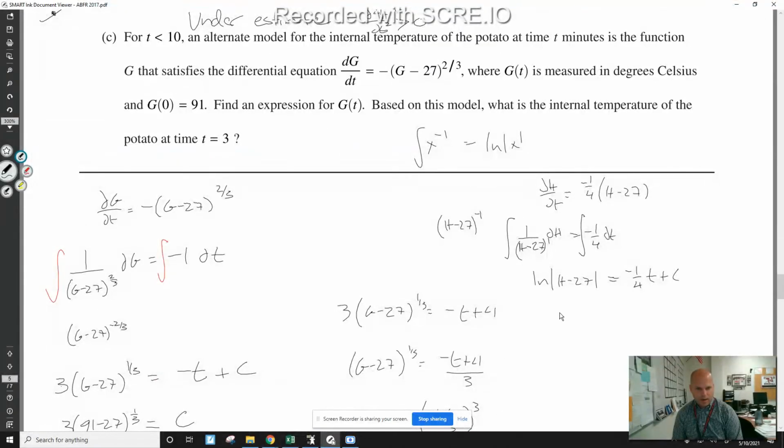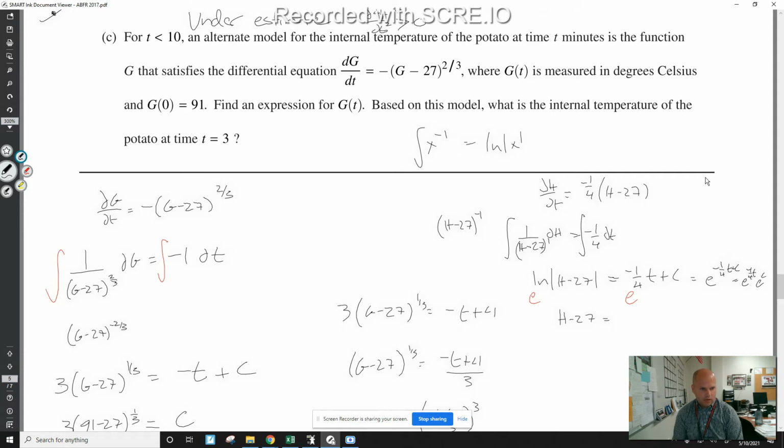Take e to the power of both sides. You can get rid of the absolute value. It'll work out when we find the solution, whether we get a positive or a negative. When you take e to the power of the right side, it turns into e to the negative 1/4 t plus c, which turns into e to the negative 1/4 t times e to the c.